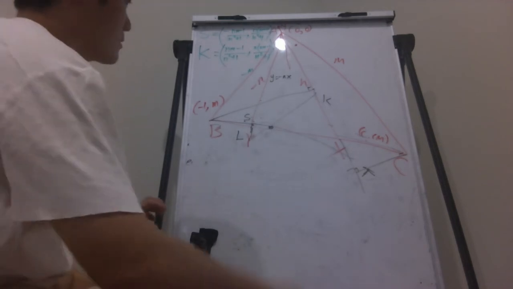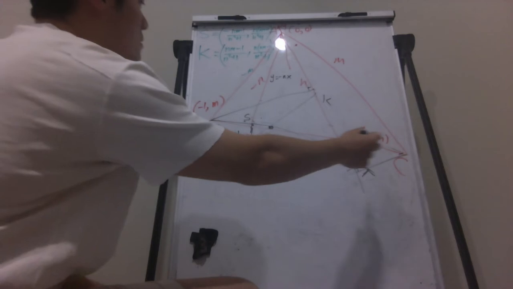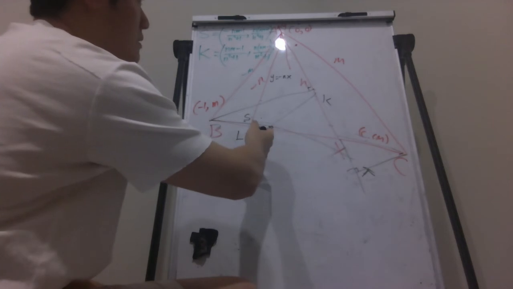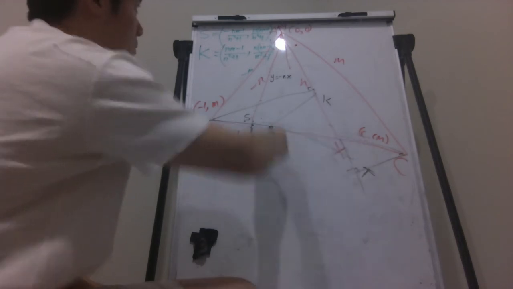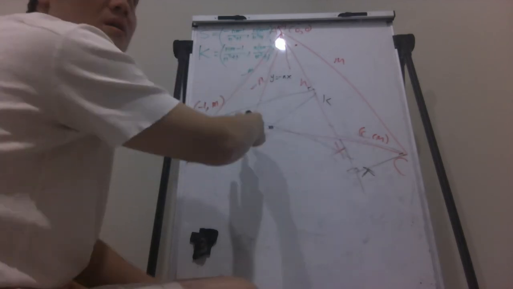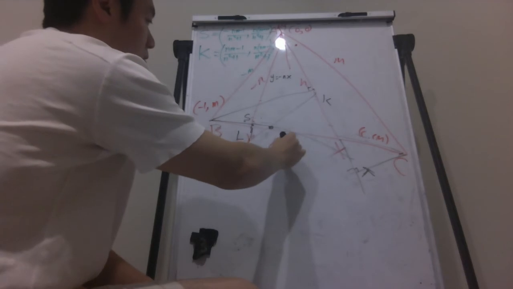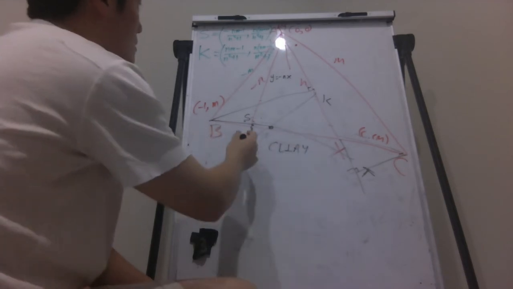So how would you find, let's say, let's find L, right? So CL is perpendicular to AY, yeah? So CL perpendicular to AY.